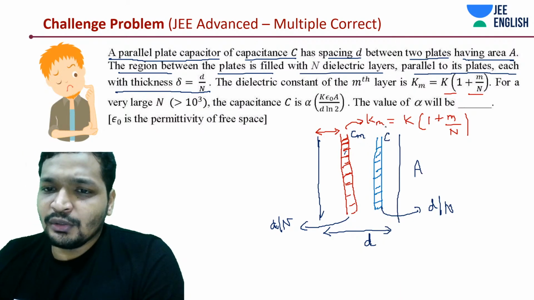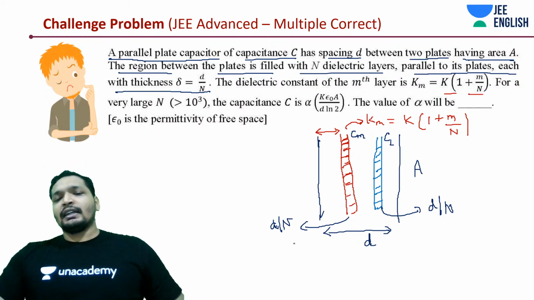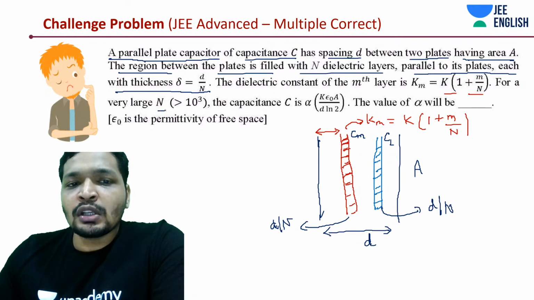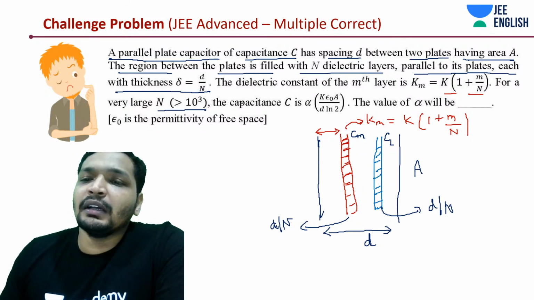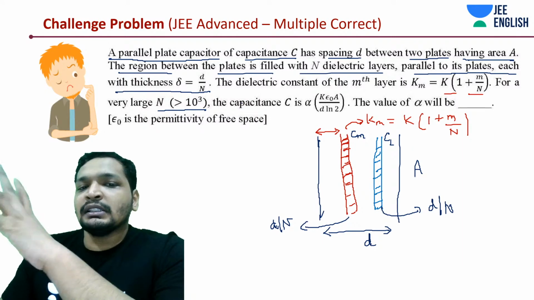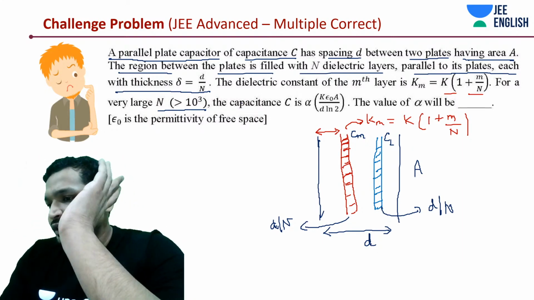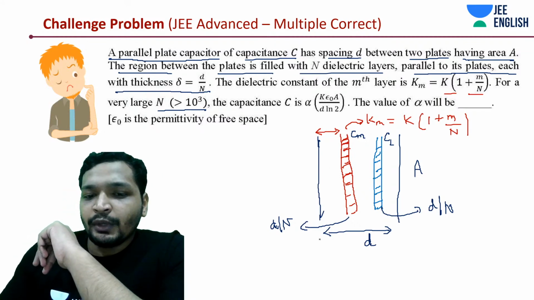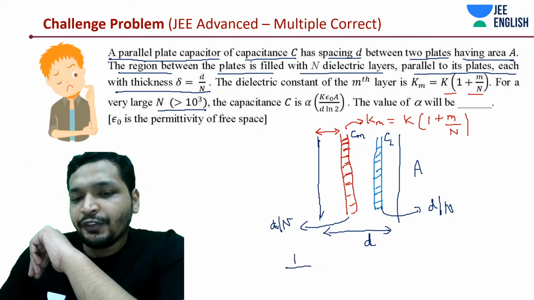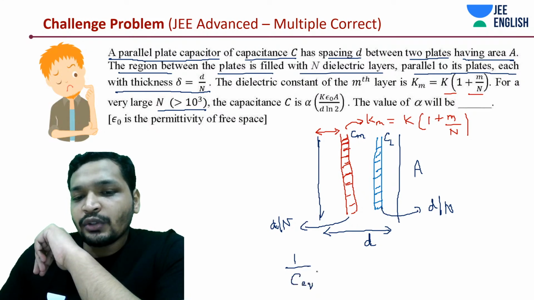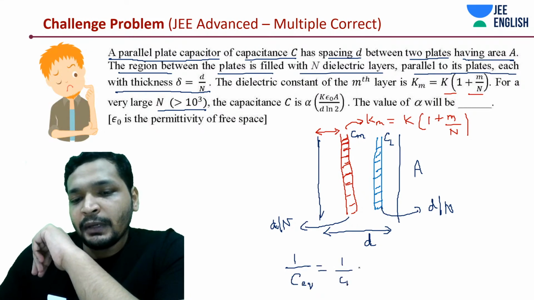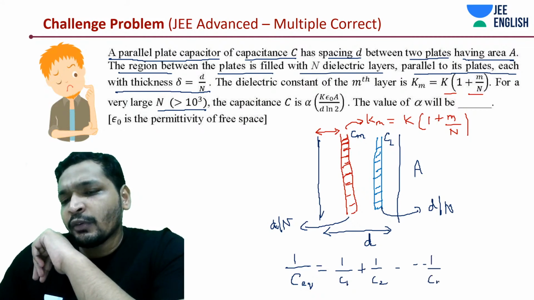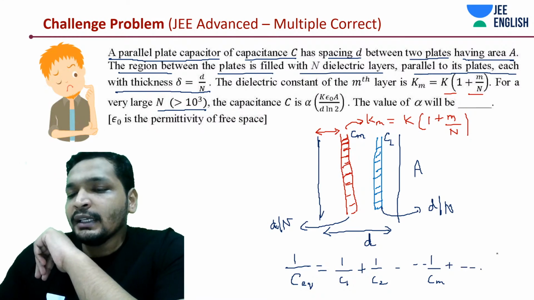Then what is the effective capacitance, because the question is talking about capacitance? Also notice that n is greater than 10 to the power 3. Maybe this is necessary somewhere during our calculation. Let's solve it pretty quickly. If you notice, 1 by C equivalent is going to be 1 by C1 plus 1 by C2, and so on, with 1 by Cm somewhere in between, until 1 by Cn.